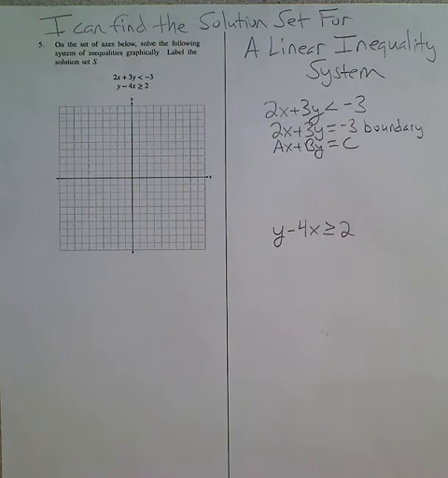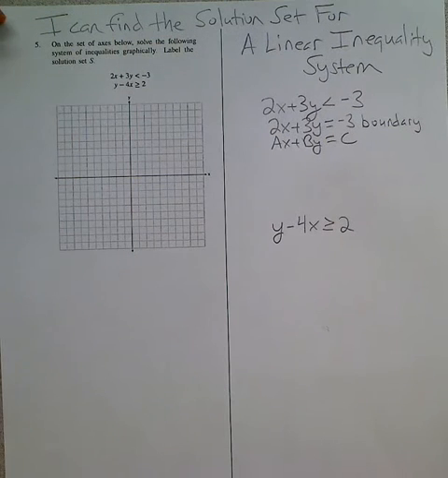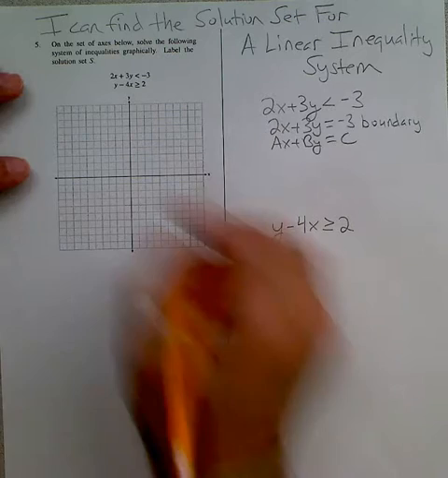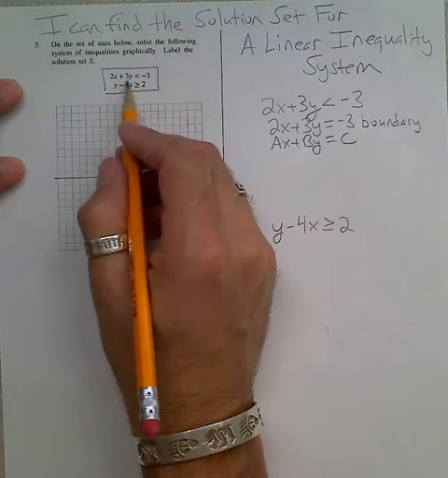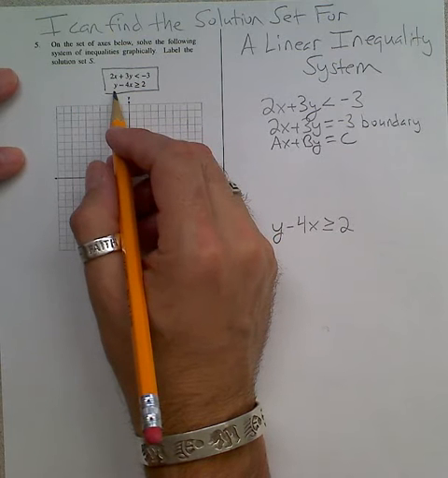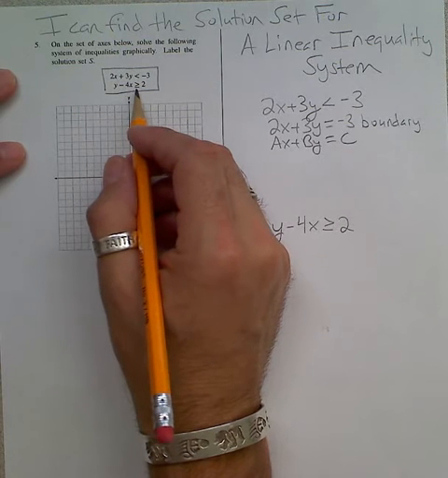Hello. In this video, I would like to address the learning target: I can find the solution set for a linear inequality system. This is our linear inequality system: 2x plus 3y is less than negative 3, and y minus 4x is greater than or equal to 2.